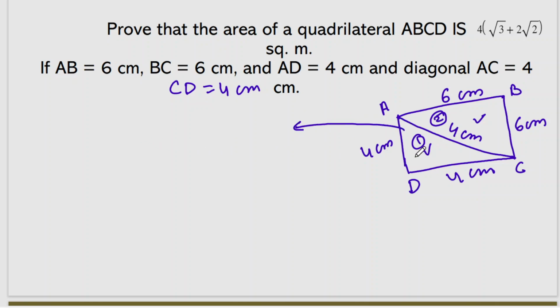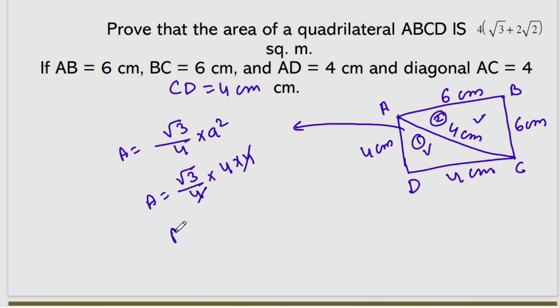So let us find the area of this. What will be the area of this triangle? This is an equilateral triangle. What is the formula? Root 3 by 4 a square. What is a? A is your 4. So 4 square, that is 4 into 4, 4 will get cancelled. So the area for this triangle we have got as 4 root 3.